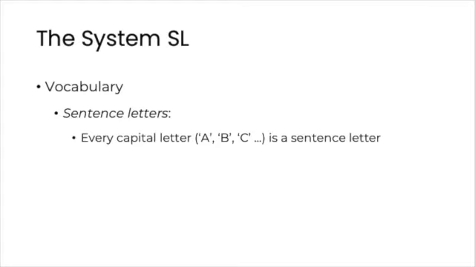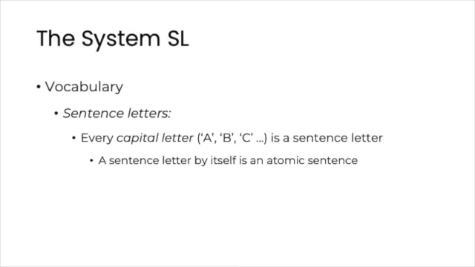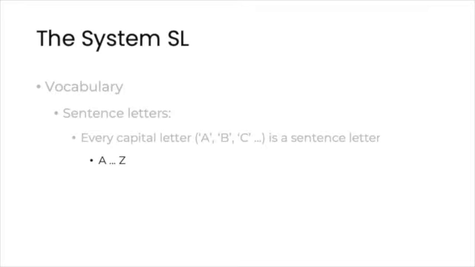The first element in the vocabulary is the sentence letters. Every capital letter, A, B, C, etc., is a sentence letter. A sentence letter by itself is an atomic sentence. But notice that we are not limited to the set of 26 letters from A to Z. If for some reason we run out of letters, we can start another list with a subindex 1. So we can go A1 to Z1. And if we run out of letters in this list, we can start a new one, A2 to Z2, and so on. You can add as many subindices as there are positive integers, so the list of possible sentence letters in SL is endless. In this course, however, we're never going to use the subindices, because we only need a few letters at a time.